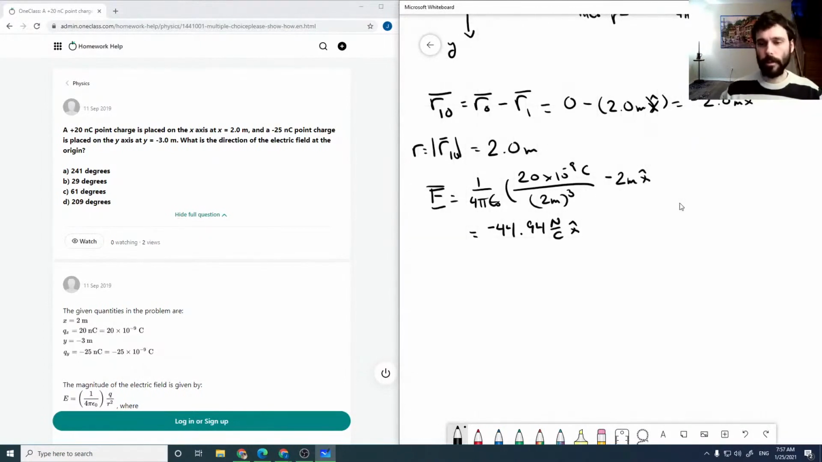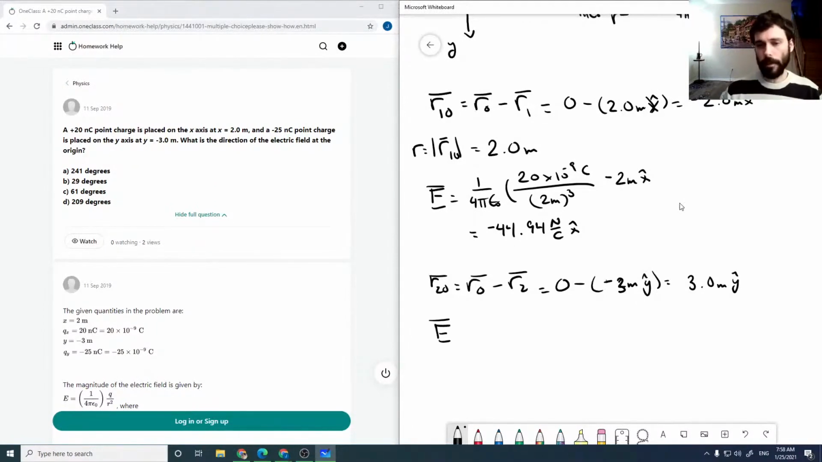Now our r20 vector is again just r0 minus r2, which is 0 minus our minus 3 meters in the y hat direction, or just a positive 3 meters in the y hat direction.